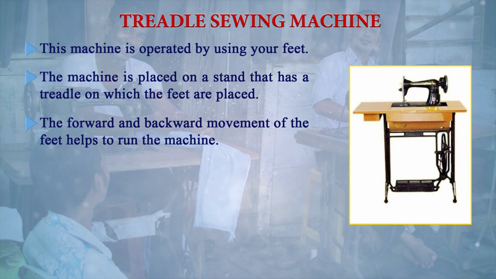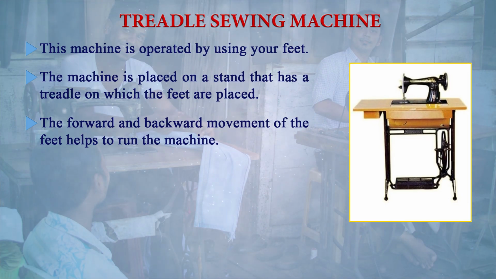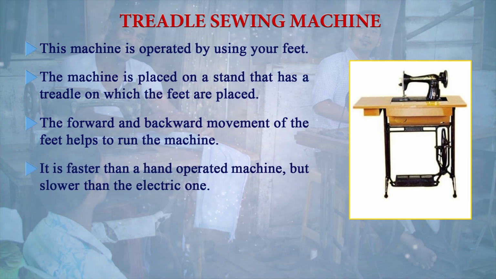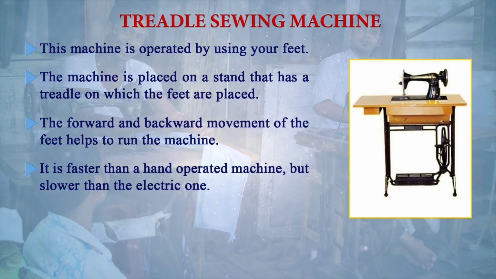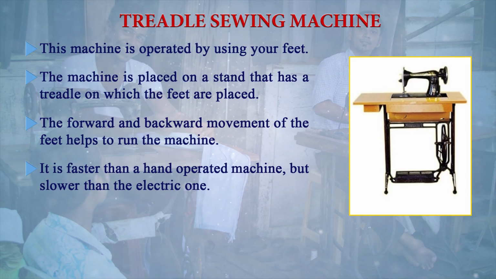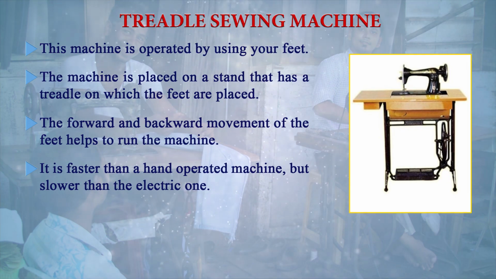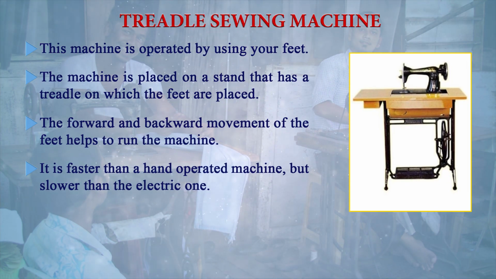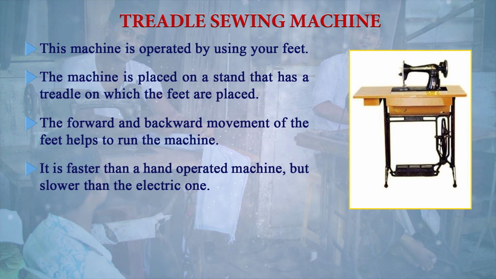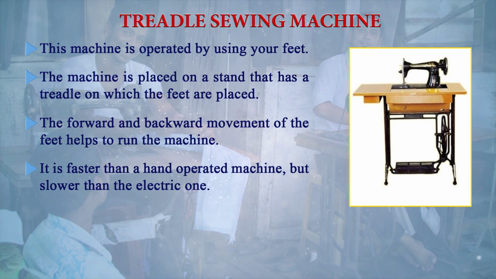If you have seen a person stitching, he moves his feet forward and backward, so the machine gets operated. It is faster than the hand operated machine, because it is a very common thing that operating something by hand and operating it by our feet is very different. This treadle machine is faster than the hand operated machine, but slower than the electric, or electronic, machines, which we will be discussing later.